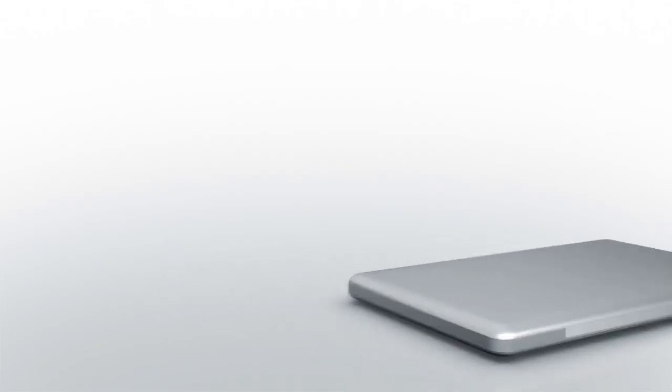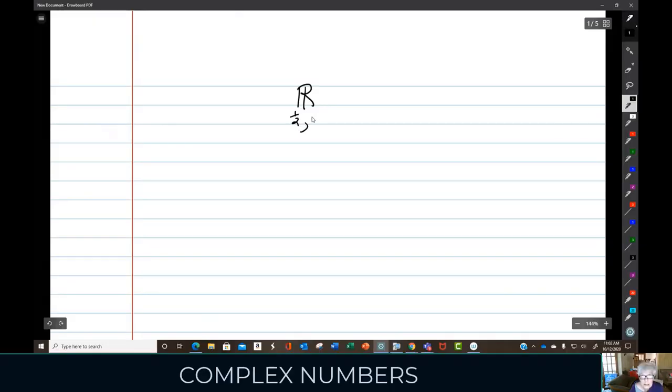This is the real number system right here. We live in the real number system. It's got fractions and negative fractions. It's got integers, well, it's got whole numbers and negative whole numbers. That makes up the integers. Of course, it's got zero.